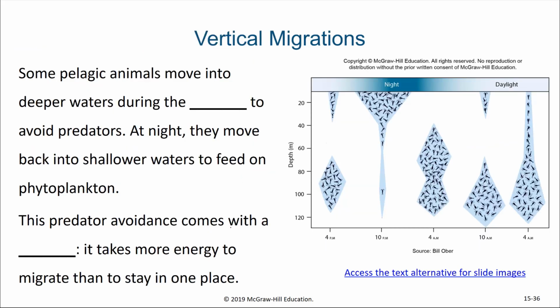Some organisms of the epipelagic and mesopelagic migrate vertically throughout a 24-hour period, spending the night in surface waters and daylight deeper down. So some pelagic animals move into deeper waters during the day to avoid predators. At night, they move back into shallower waters to feed on plankton. This predator avoidance comes with a cost, because it takes quite a bit more energy to migrate than it would to stay in one place.